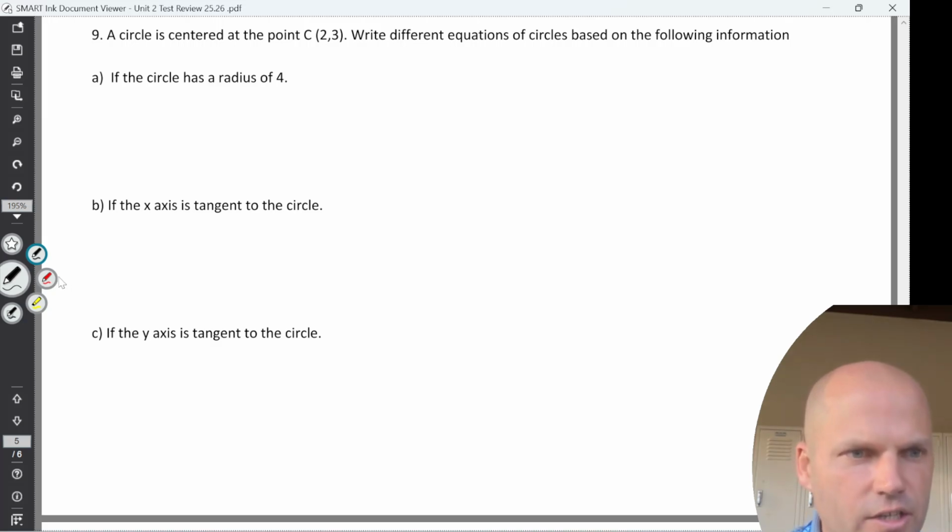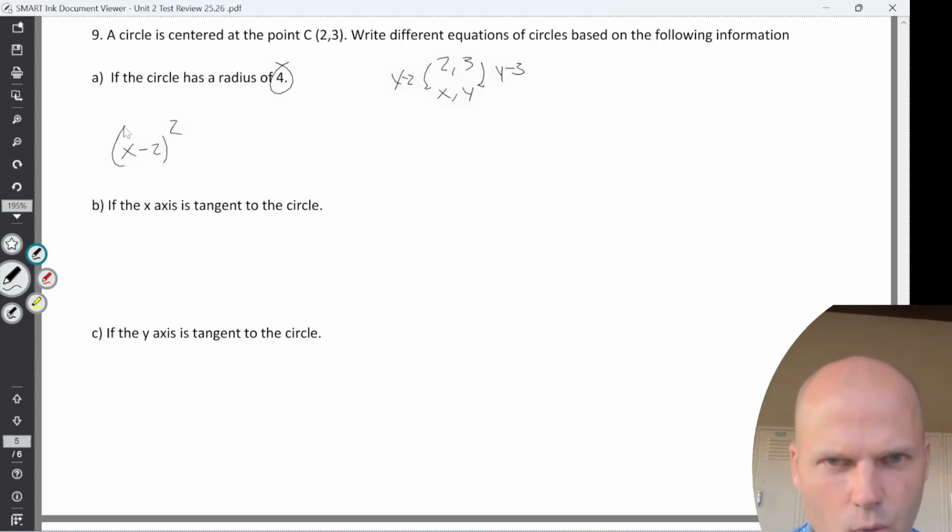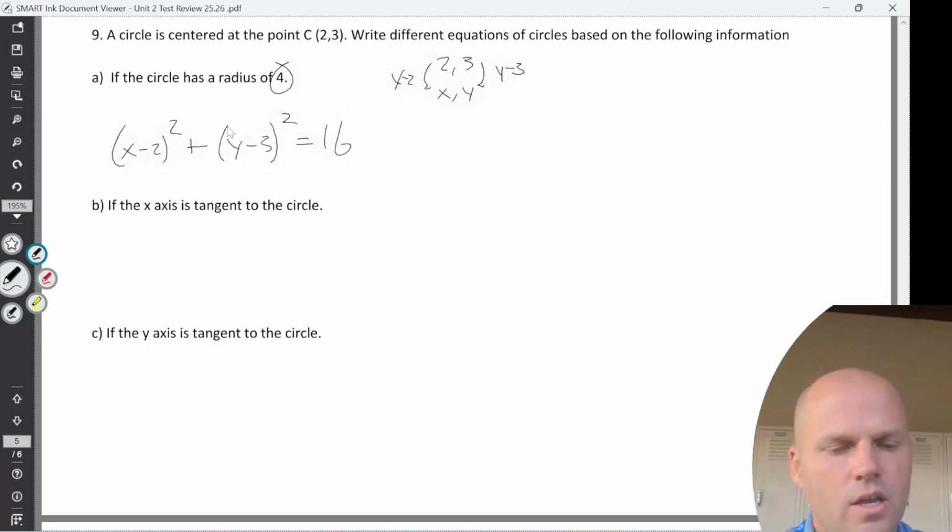Okay, we got a circle centered at 2, 3. Circle has a radius 4. Well, I want all the xy's connected to 2, 3 that has a radius of 4. If anybody made a mistake on the last quiz, they made a mistake on this problem. a squared plus b squared equals c squared. Here's why you got it wrong: you didn't check.